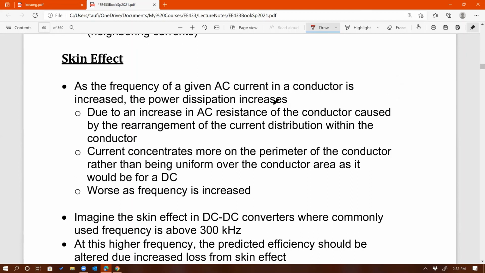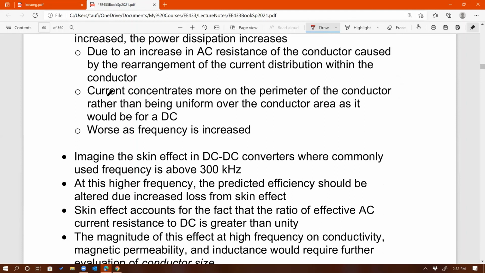Now, skin effect: as the frequency of a given AC current in a conductor is increased, the power dissipation increases as well, right? This is due to the increase in AC resistance of the conductor caused by the rearrangement of the current distribution within the conductor. So you learned this from 335, I believe, that current concentrates more on the perimeter of the conductor rather than being uniform over the conductor area, right? And that only happens, right? The uniform distribution only happens when you have DC current. But as soon as you introduce higher frequencies, more than 0 hertz, then electrons are being pushed toward the surface or perimeter of the conductor.